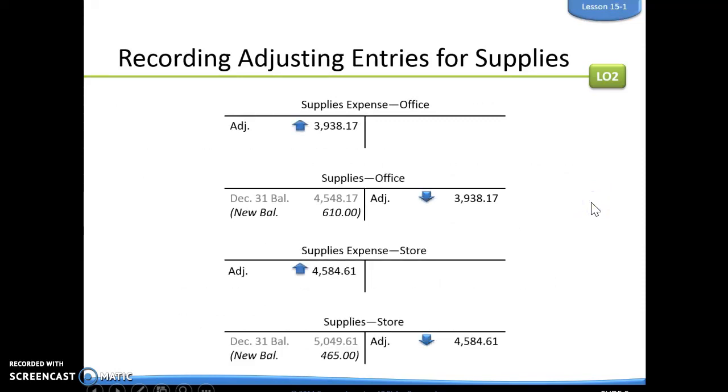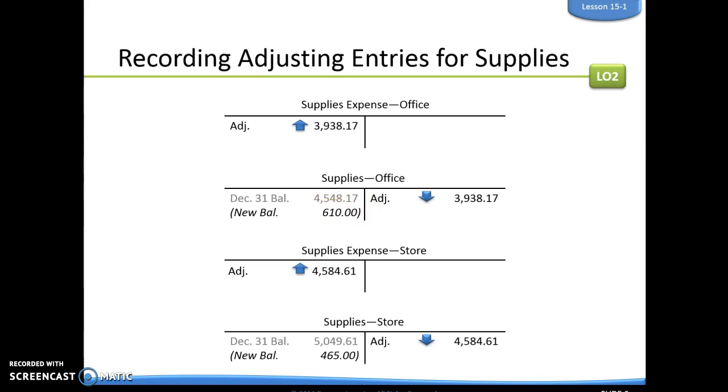Okay, so in this instance, we have 2 different types of supplies. We have our supplies office and we have our supplies store. So when we look at this first one, when that first question asks us, what is the balance of supplies office? So here we see it's $4,548.17. The next question that we're going to ask is, what should the balance be? And so this 610 is what the balance should be.